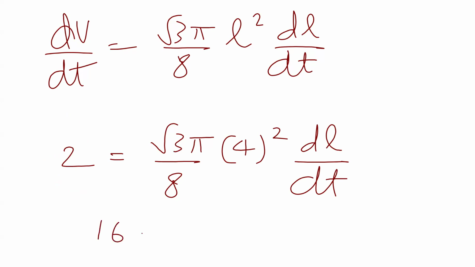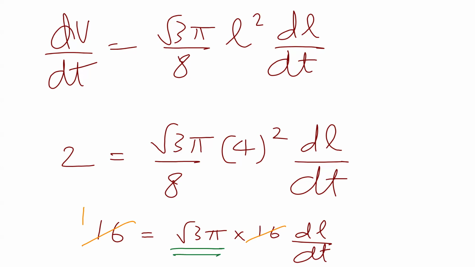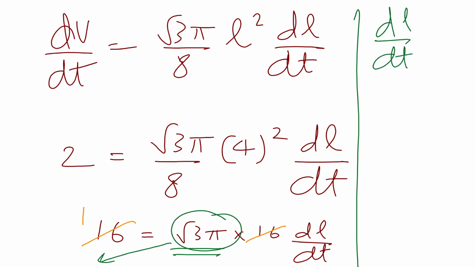So 8 twos are 16, root 3 pi into 16 dl by dt. 16 and 16 will get cancelled on both the sides. This will be 1, and then you can cross multiply root 3 pi to the other side. So dl by dt is equal to 1 upon root 3 pi. This is L, so it is in centimeters per second, minute, whatever is mentioned in the problem. For this problem, it is in seconds. That is the end of the problem.